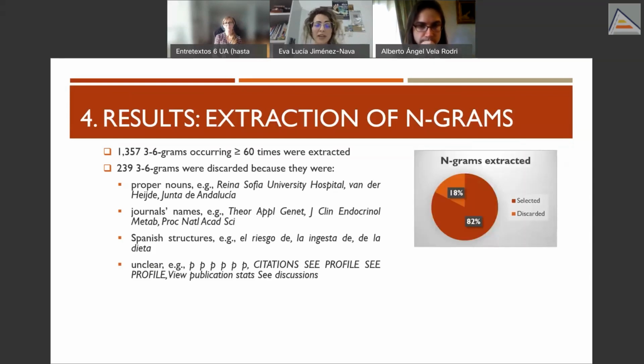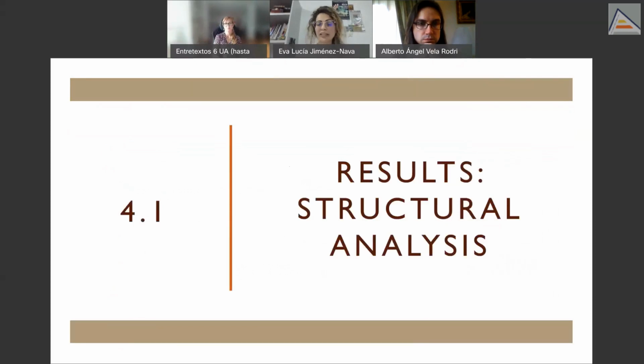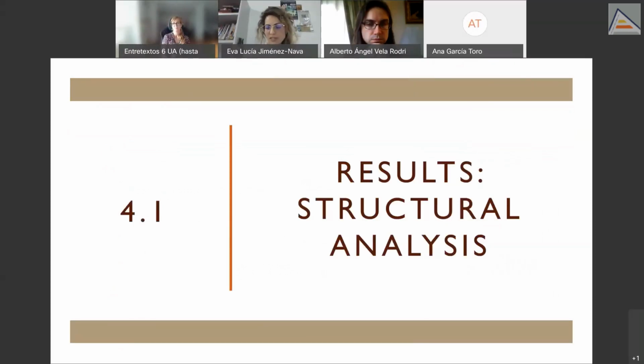So I selected 82% of the total to analyze later. In total, my final list amounted to 1,118 items. Depending on the number of items they included, I found 902 3-grams, 154 4-grams, 36 5-grams, and 26 6-grams. As you can see, I functionally analyzed, because then I focused on 4-grams for their functions, only 14% of the total. But we are going to start with my structural analysis, which focused on all of them, from 3 to 6 grams.